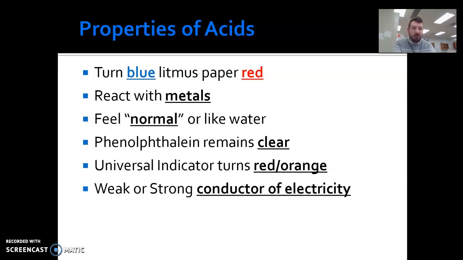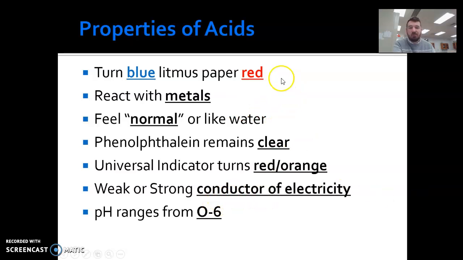It can be a weak or a strong conductor of electricity, but it should be able to conduct electricity. And its pH will range from 0 to 6. And so these are our properties of acids. I would definitely make sure you star this and that you know these.